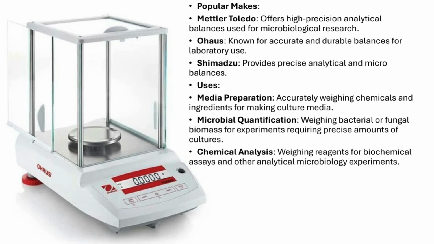Microbial quantification. In microbial research, it's often necessary to weigh bacterial or fungal biomass for experiments. Using a highly precise balance allows you to work with exact amounts of cultures, ensuring the reliability of your results. Chemical analysis. The balance is also vital for chemical analysis in microbiological experiments. Whether you're weighing reagents for biochemical assays or other analytical tasks, having a precise measurement is critical for accurate results.